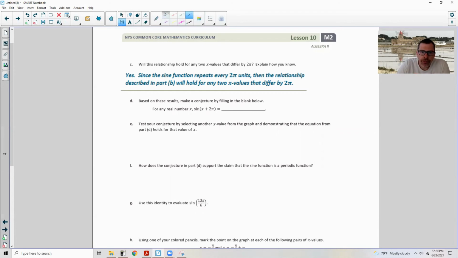well, if we're on the sine function and we add 2 pi to it, we end up on the sine function again. So the answer is the sine of x. Okay, E. Test your conjecture by selecting another x value from the graph and demonstrate that the equations from part D hold for the value x. So I'm just going to do that right here.